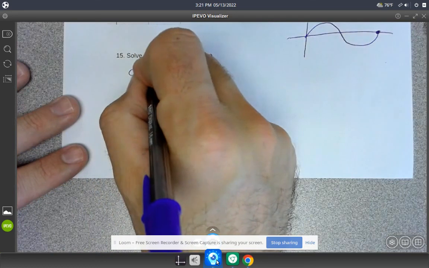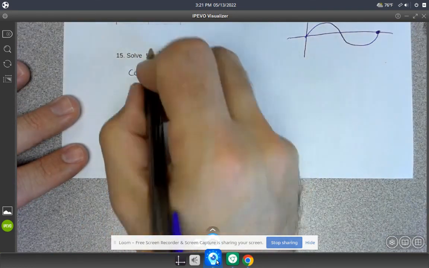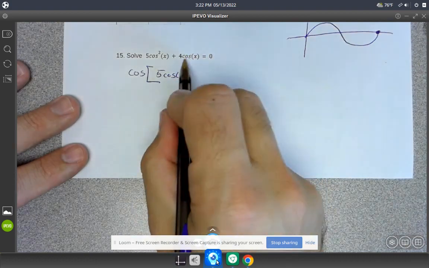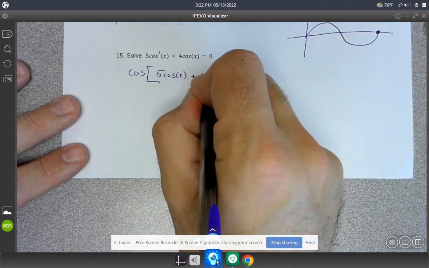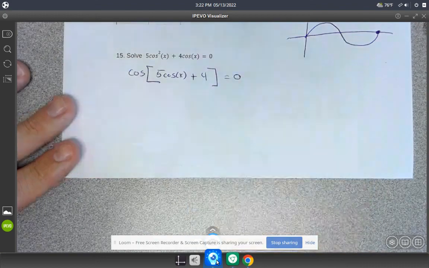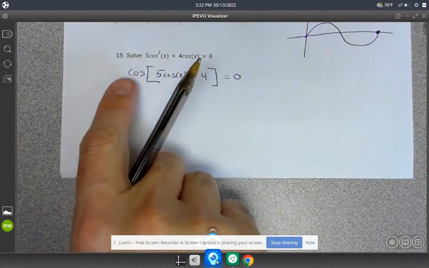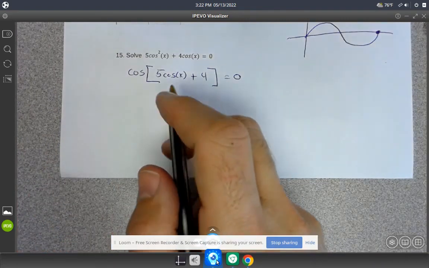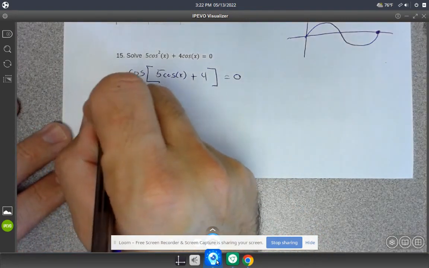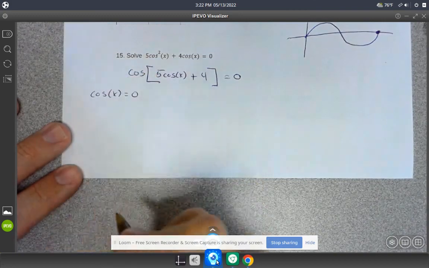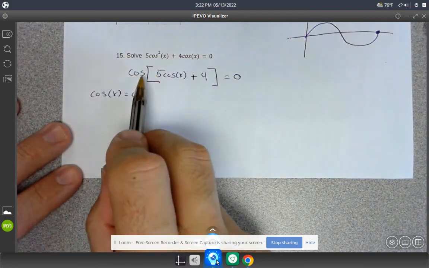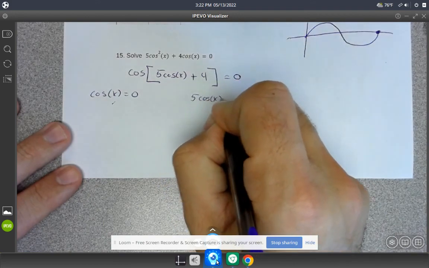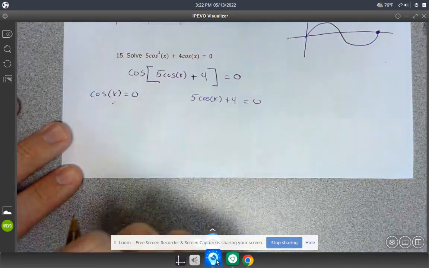So if I factor out a cosine, that's going to leave me with a 5 cosine on this one and just a 4 on this one, plus 4. Notice how if I distribute the cosine back in, it matches the original. After you write them in factored form, you're going to set each one of those factors equal to 0 and then solve. So there's that one. And then I'm going to do 5 cosine x plus 4.